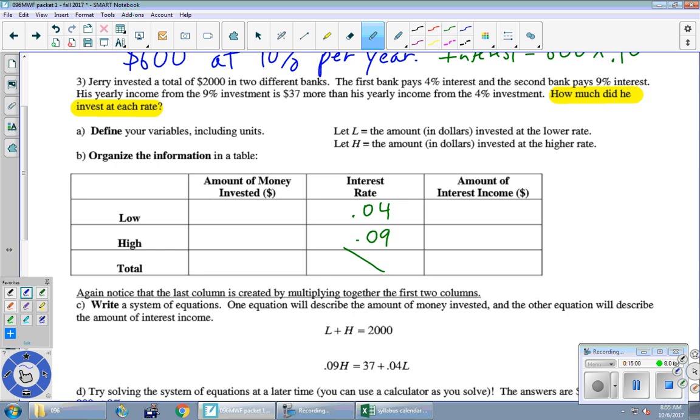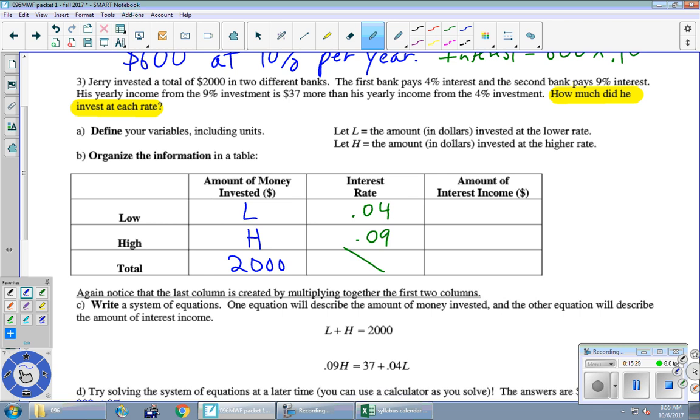In the first column, these are just our variables. What are we putting for the top blank? L. It's the amount of money invested. That was just L. Bottom one is H. And then down below it says total. Do we know how much we invested in total? We do. How much is it? 2,000. That goes there. In the candy problem, that was blank. We didn't know how many pounds of candy altogether. But here we know how much money altogether.